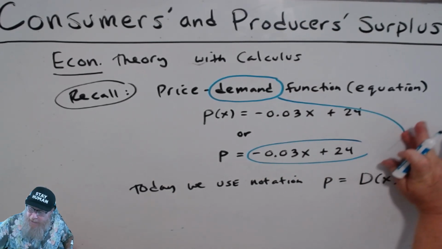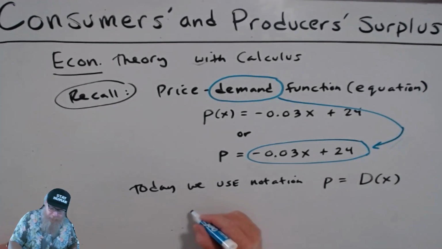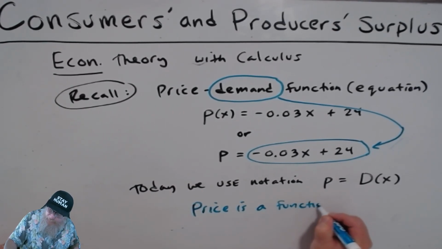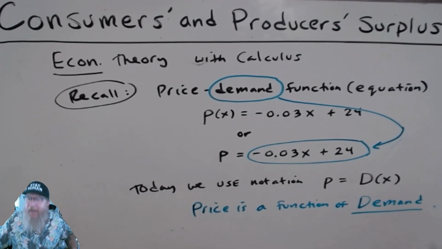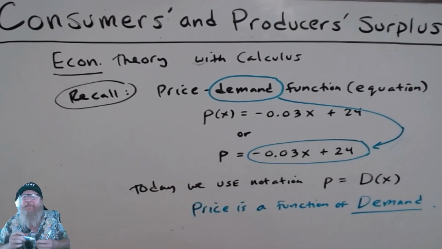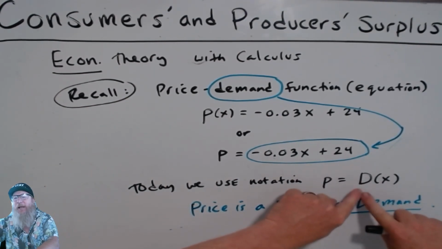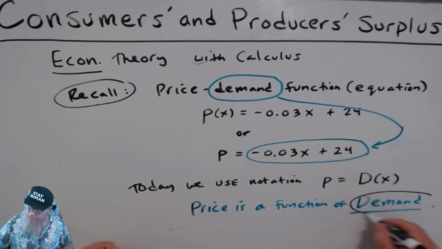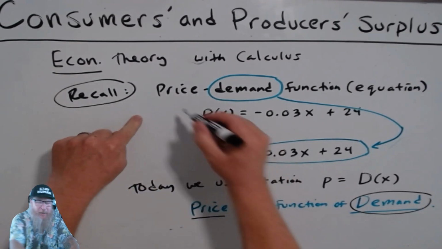So this equation tells you that price is a function of demand. So again, I'm not changing any of the mathematics that we've done in previous lessons. I'm just introducing a new letter, capital D, for demand. All right. And so we will call this function the demand function. You can still call it the price demand function. That's what I called it in the past.